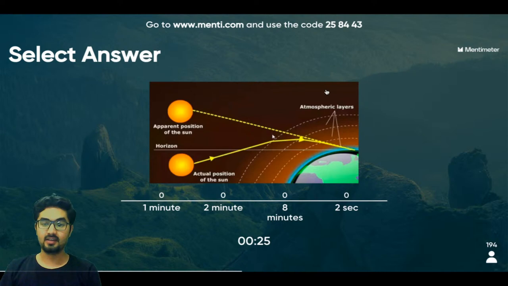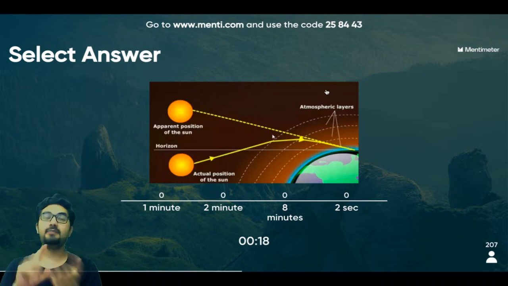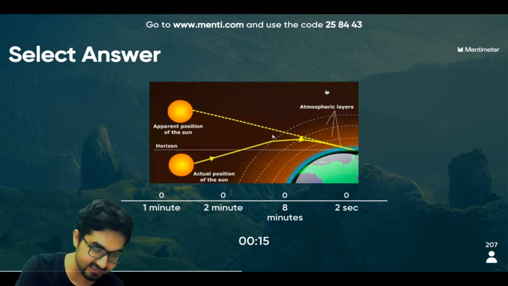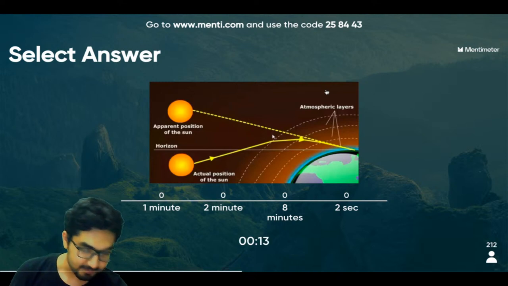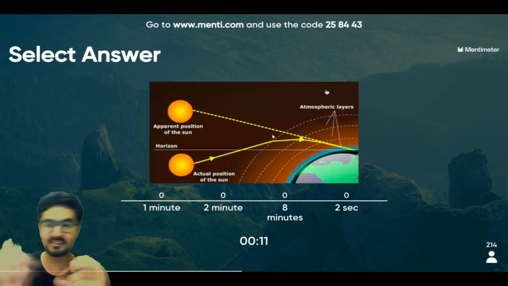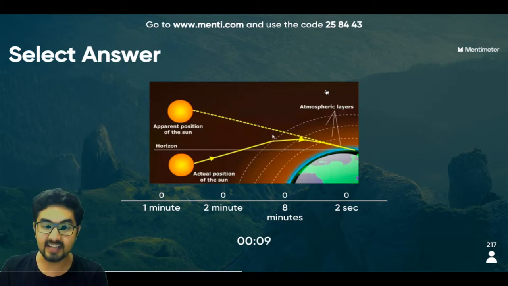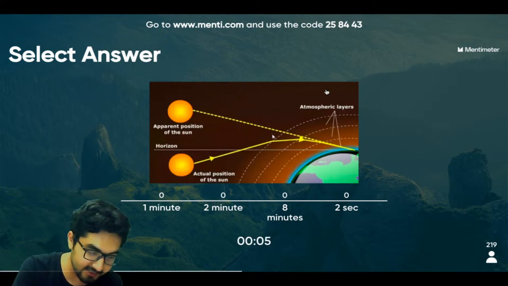बताइए जी. 25 seconds left. What does this have to do? 1 minute, 2 minute, 8 minute या 2 seconds. Only 17 seconds left. What has this to do with the time? So 10 seconds left, 9 seconds left. Tell me, tell me, tell me.